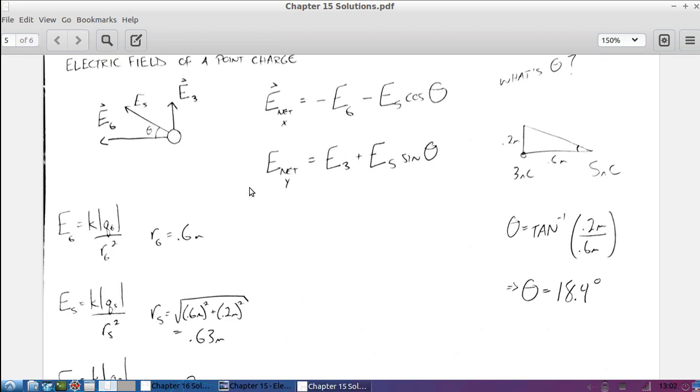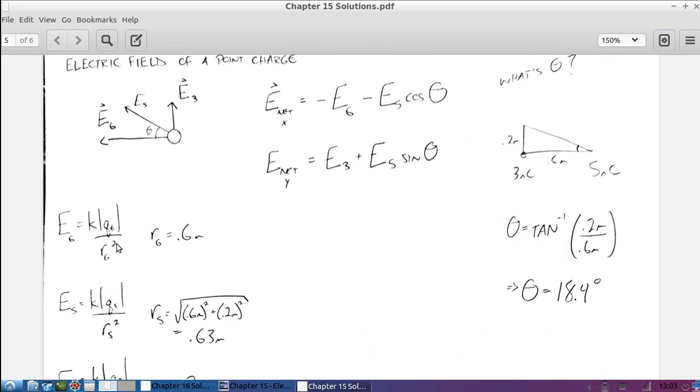There's something else that's going to be missing as we set this problem up. So I'm looking for the net electric field. We write E net in the x direction. So E net in the x direction is E6 in the negative x direction, negative sign, minus E5 cosine theta. Again, I like this angle with respect to the nearest x-axis. So E5 cosine theta is the x component of my E5 vector. E net in the y direction is positive E3, it's just in the y direction, plus the y component of E5. So it's positive E5 sine theta.